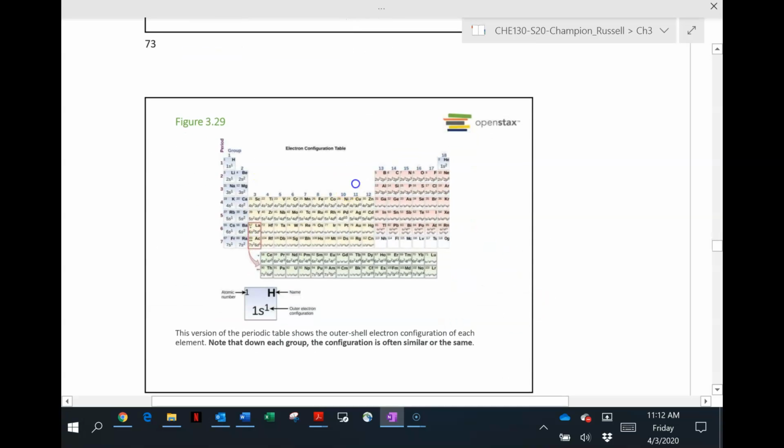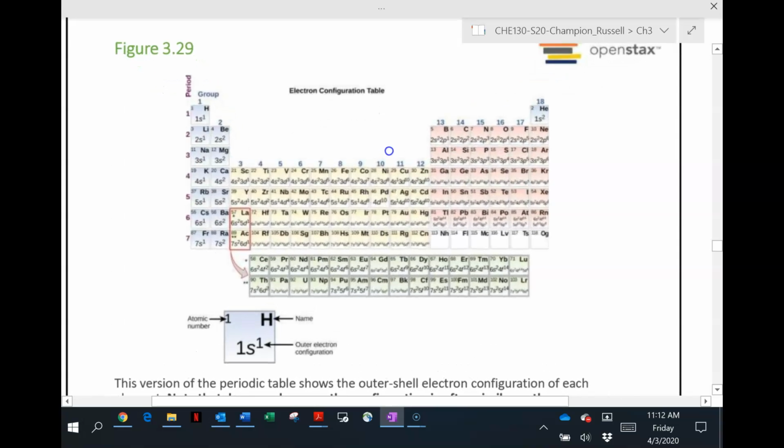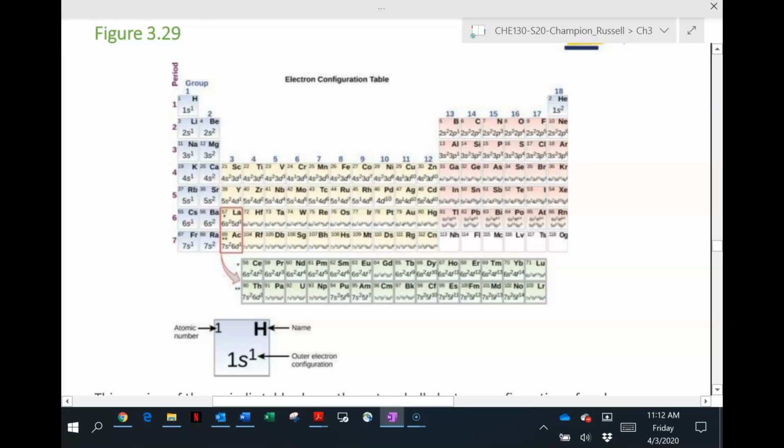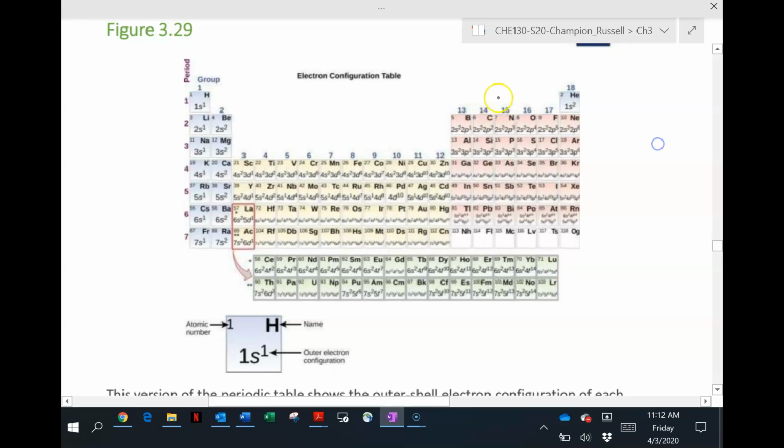Now we have a pretty hard to see periodic table here, which again I'll zoom in on a little bit so you can see. And you see how generally within the groups you have the same configurations. So if I go down the nitrogen group here, group 15, everything ends in p3.